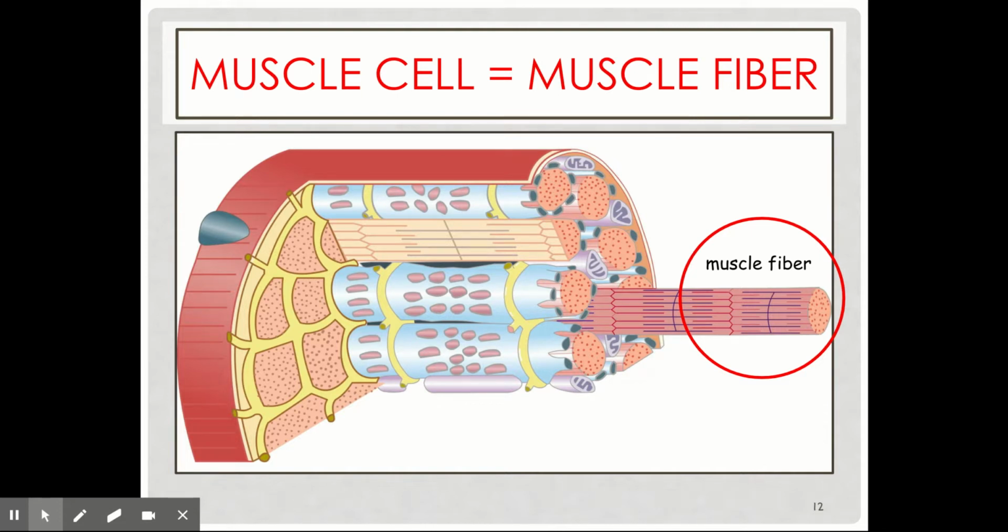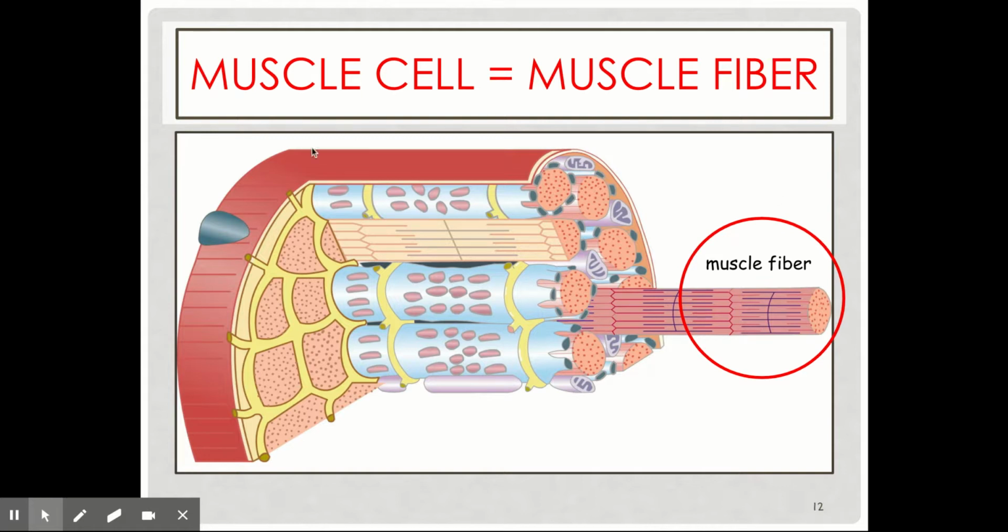So the biggest thing that you need to know about your muscular system is that a muscle cell is synonymous with a muscle fiber, or it means the same thing. A muscular cell is a muscle fiber. And most of the time, we just use the word muscle fiber to describe that muscle cell.